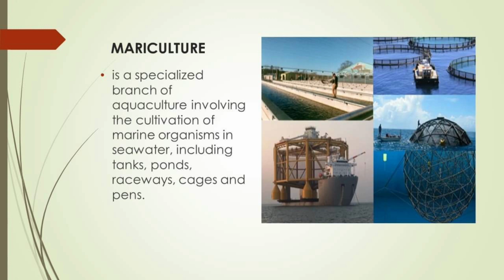The first image from the left is the raceways. Next to it is the Norwegian fish cage. Down there is the submersible fish cage. And the last one is the fish cage rig. So this is the largest aquaculture fish pond in the world.